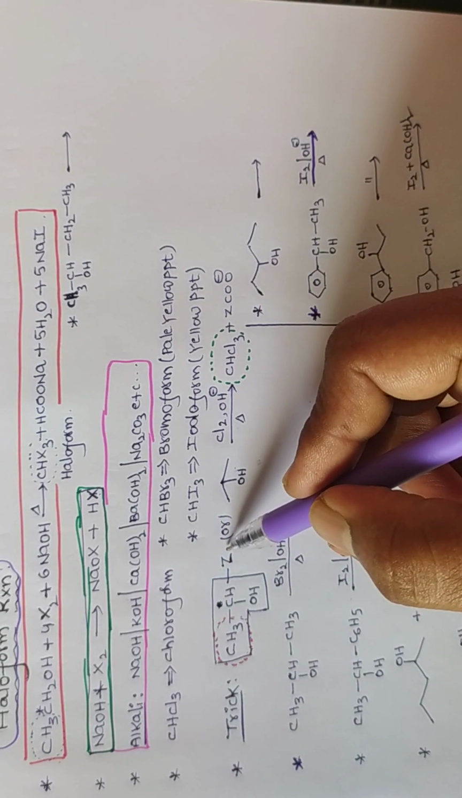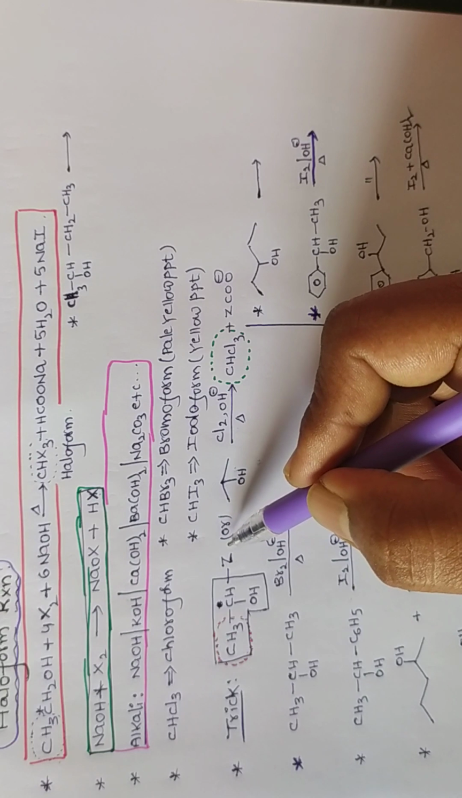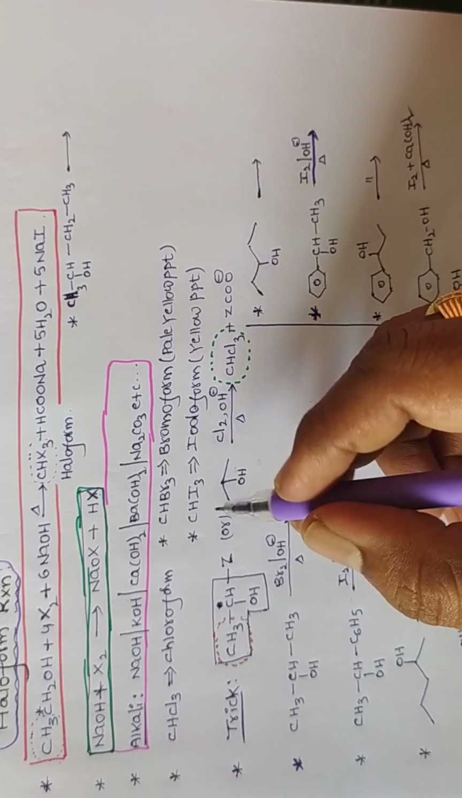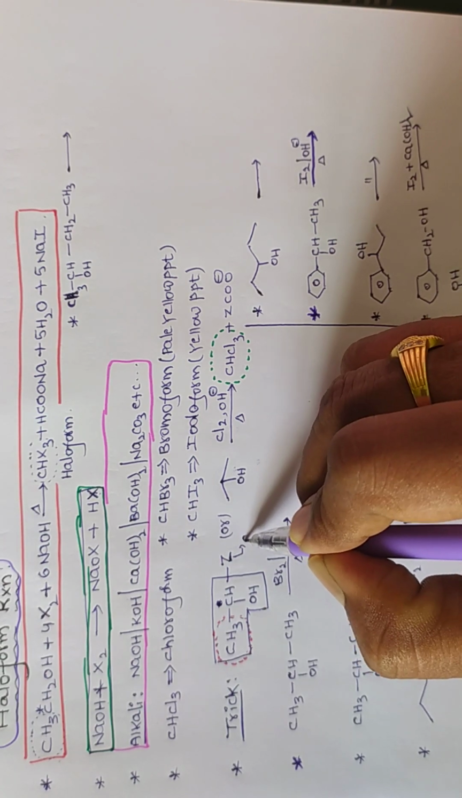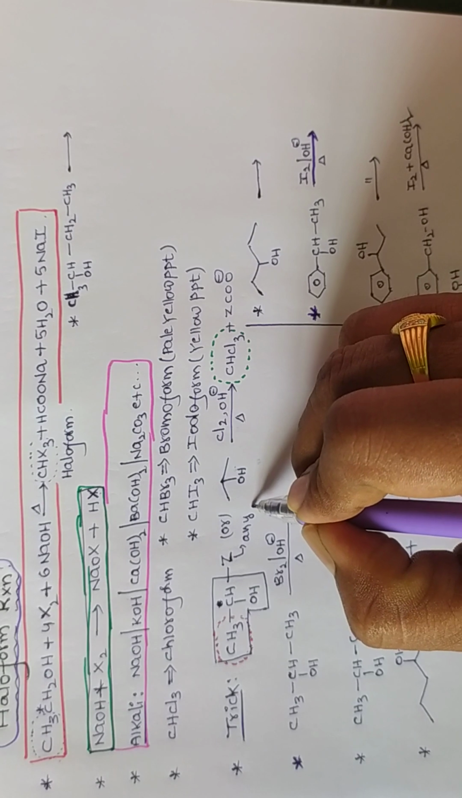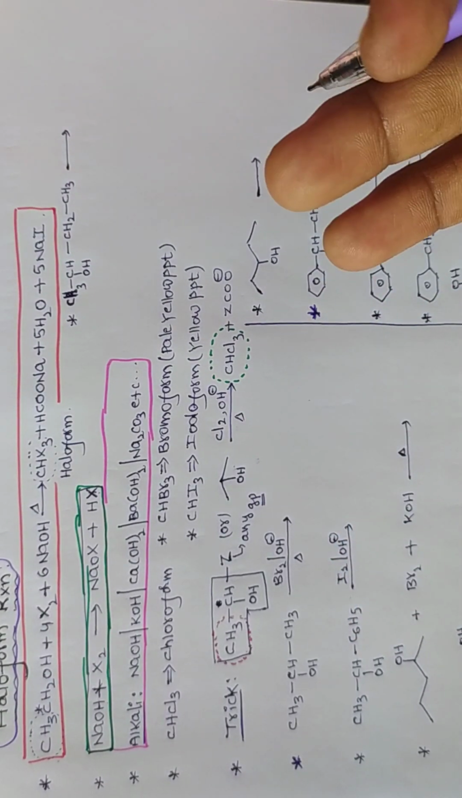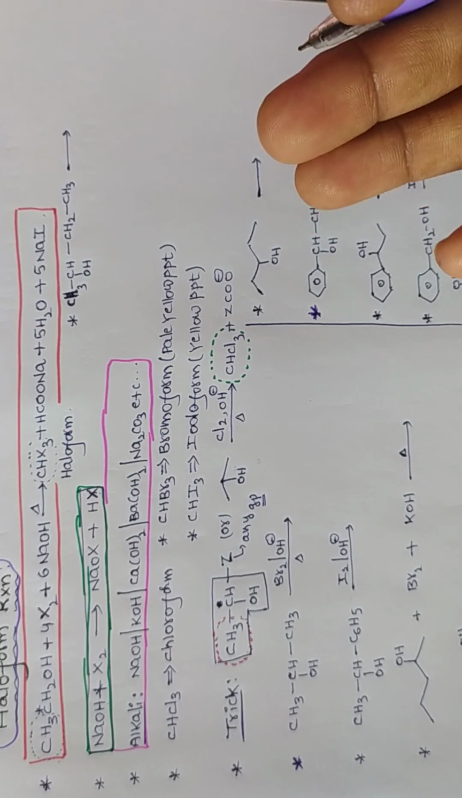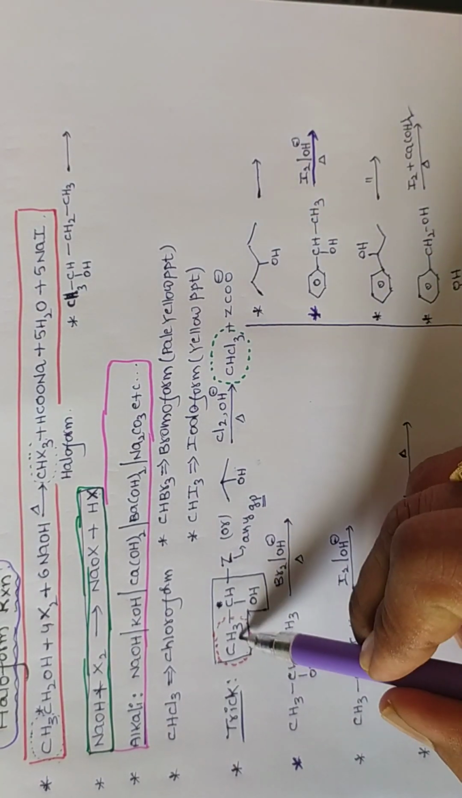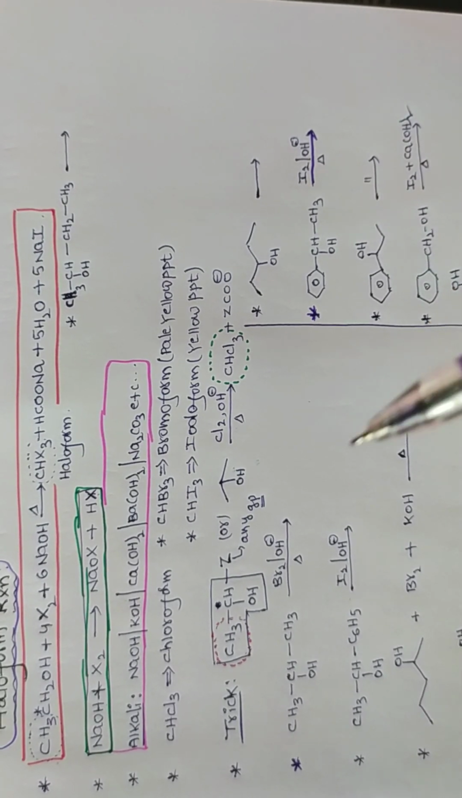Here Z means any atom or any group. Instead of Z, hydrogen may be present, CH3 may be present, C6H5 may be present. It may be any atom, any group, whether hydrogen, methyl, phenyl, ethyl, propyl, whatever it may be. If this group is present, definitely they will give a haloform test.